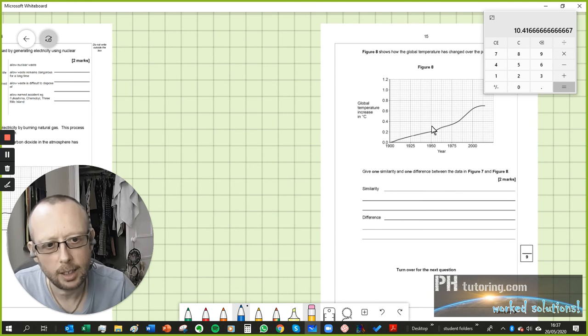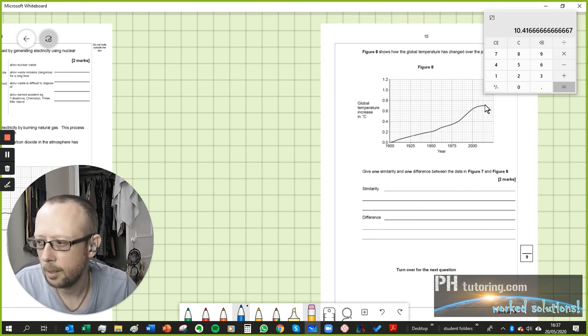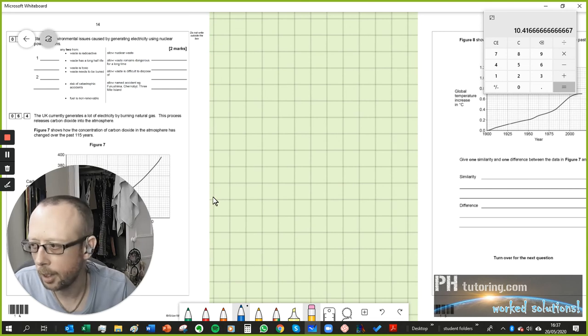The difference is this bit here. Can you notice it levels off? It starts to level off here. So the global temperature is starting to level off, whereas in this graph, the carbon dioxide is still increasing.